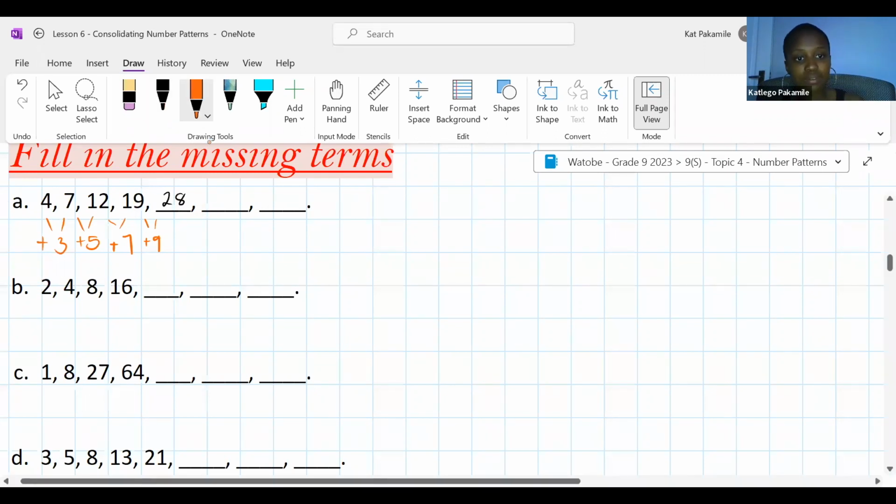And then we add 11, the next odd number. So we had 11, and then the answer is going to be 39. And our last one we add 13. And your answer is going to be 52.